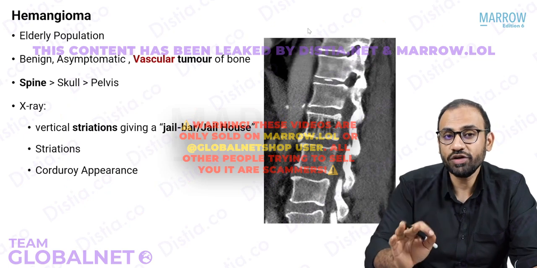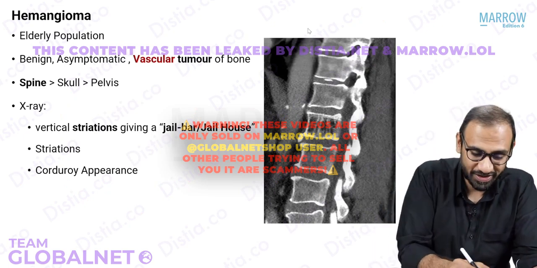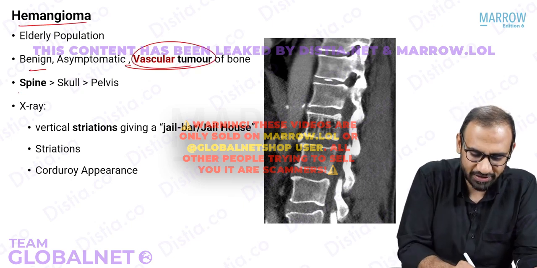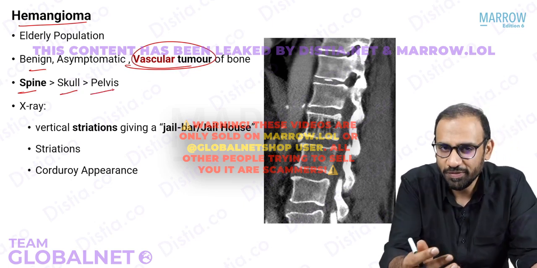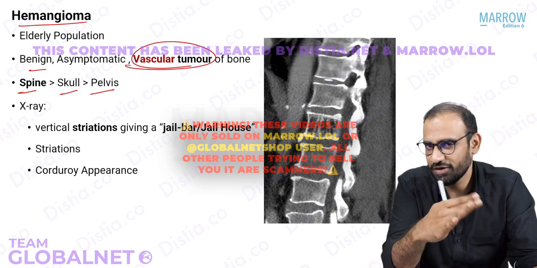Okay? Now moving on to the miscellaneous tumor, the benign miscellaneous tumor, that was hemangioma. Hemangioma is a benign vascular tumor of the bone, most commonly occurring in the spine, can also occur in the skull and pelvis. Right? What is the problem here? The bone tissue is replaced by vascular tissue. Right? So bone tissue is replaced by vascular tissue.